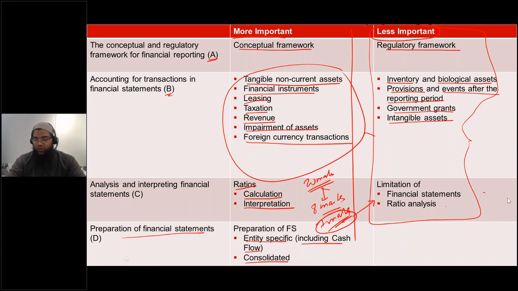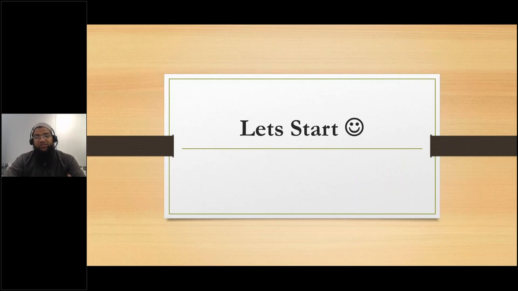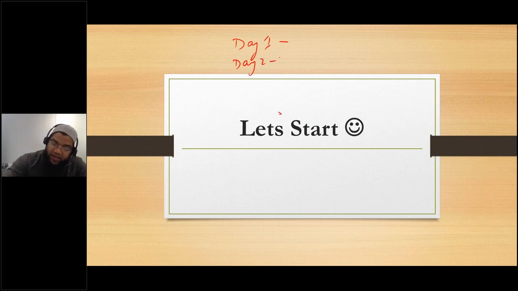And now we are going to start the QBR session, question-based review, where we are going to solve different questions. The day-wise plan was already shared with you. Let me give you an overview again. In day one, we are going to solve 2 different questions of final accounts, the entity-specific financial statements. In day 2, we are going to solve 2 questions relating to the consolidation.